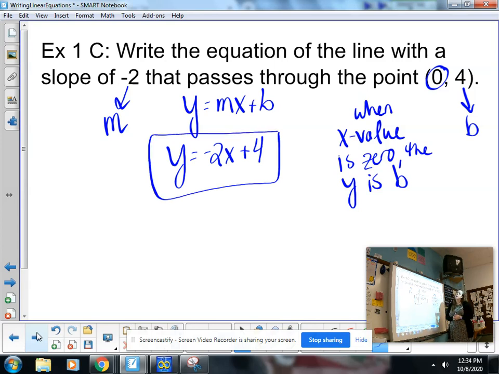So this was an overview of how to write an equation in slope-intercept form from a graph, from information given, and from information given where you have to recognize the point is a y-intercept. In the next video, I'll be going through what to do when this point that they give you is not a y-intercept.